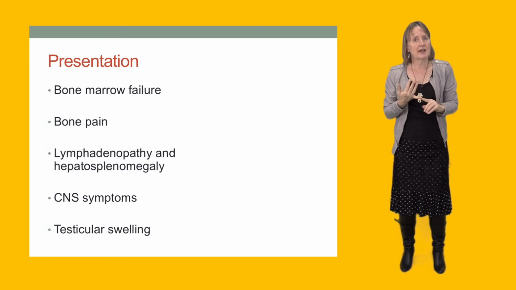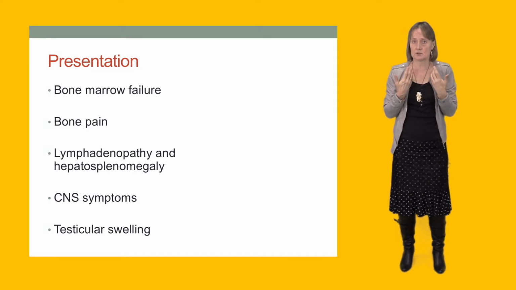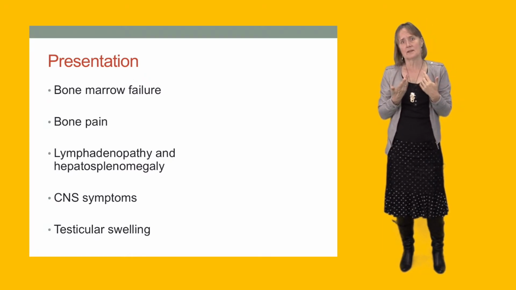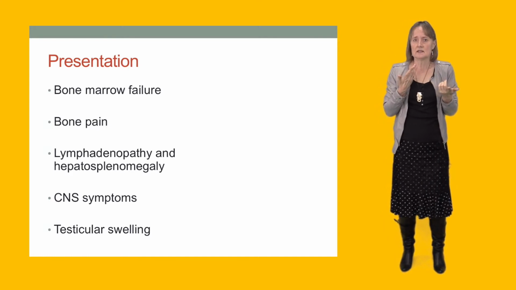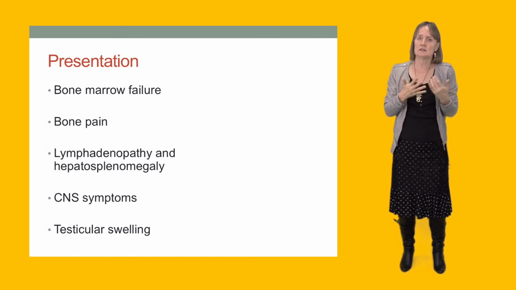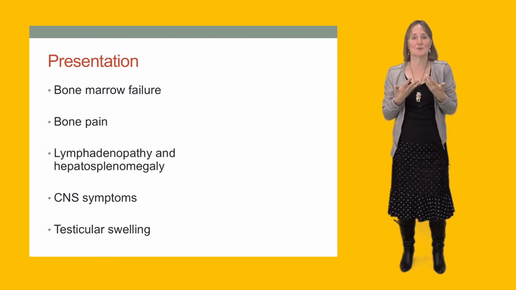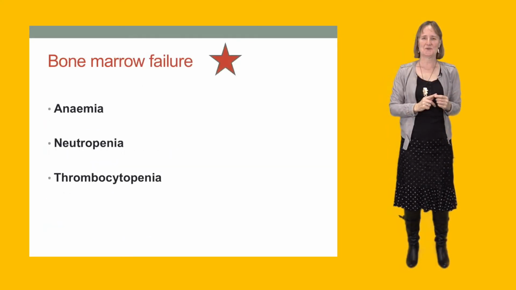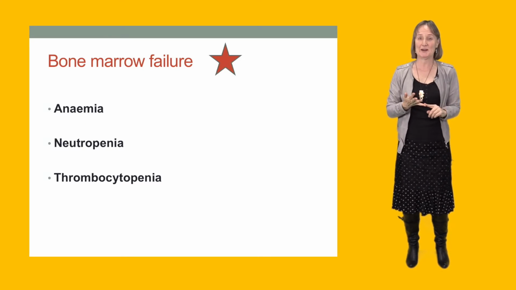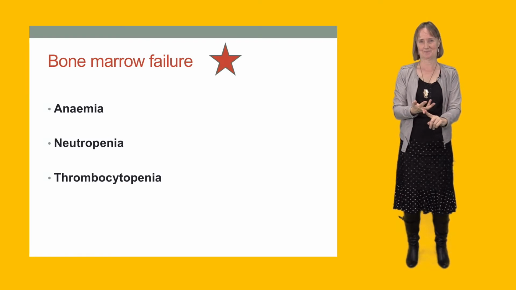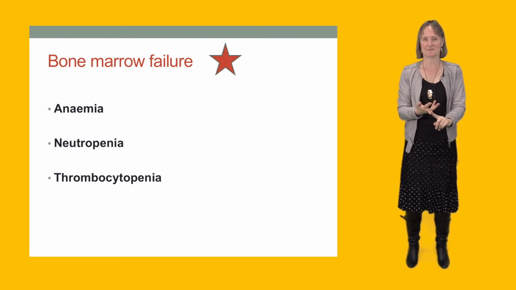And the other thing about ALL is it can get into the central nervous system, where it often causes headache, cranial nerve palsies, and it can also get into testicular tissue and causes testicular swelling. And the issue there is if you don't look, you won't find it. So very quickly again, just to hammer home that bone marrow failure is important to know about: anemia, neutropenia, thrombocytopenia, with a big star to make sure you remember it.